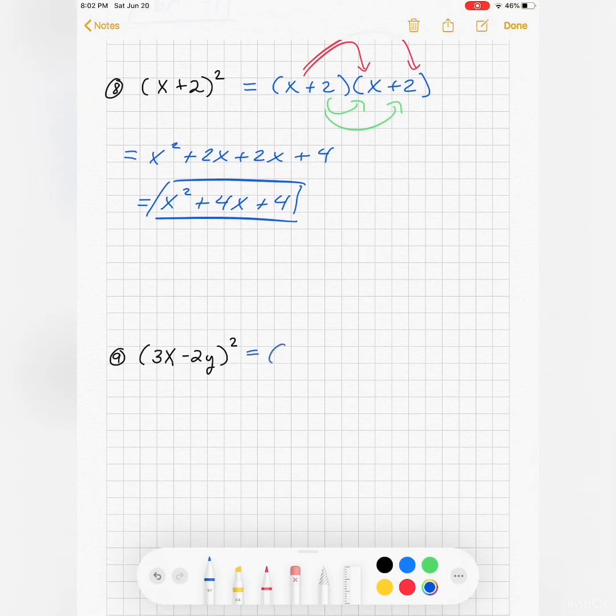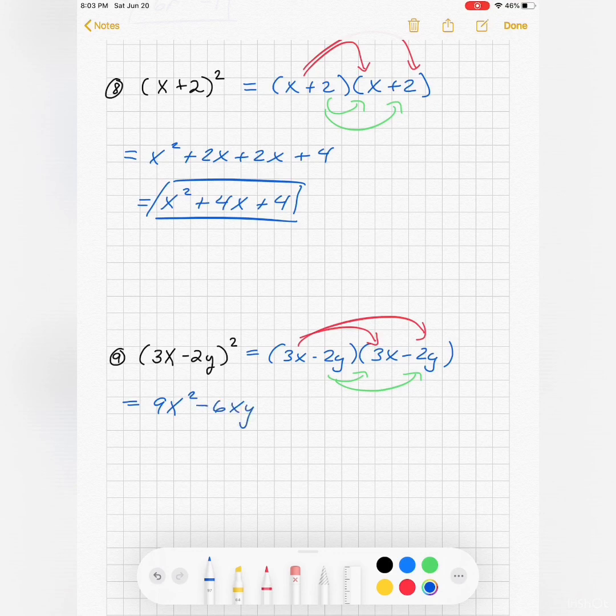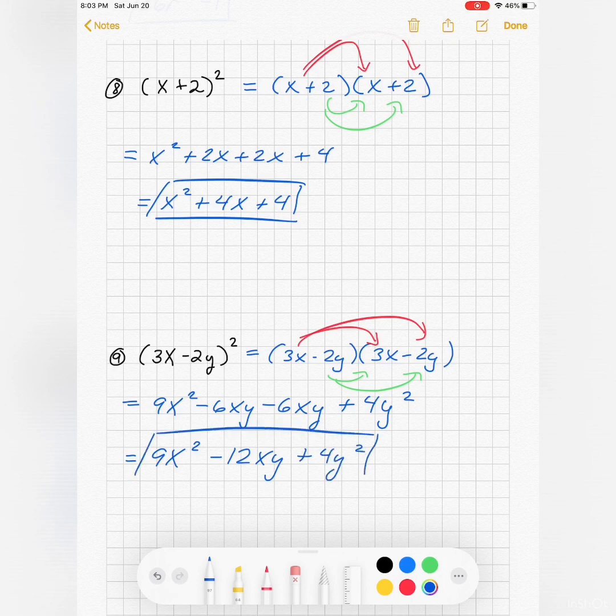This is similar. Squaring the quantity means I have to multiply it by itself. Okay, 3x times 3x, 9x squared, minus 6xy, minus another 6xy, negative 2 times negative 2, positive 4, y times y, y squared. Combine my like terms, and I have it.